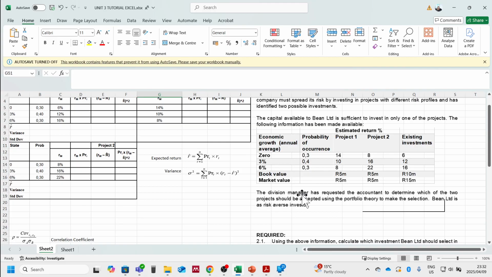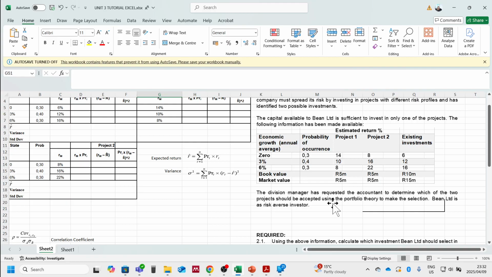So here it says that the division manager has requested the accountant to determine which of the two projects should be accepted using portfolio theory. So Bean Ltd is a risk averse investor. A risk averse investor is someone who will only accept risk up to a certain point. They've got a limitation. But if they are a risk taker, this means that they will accept the risk as long as there is a higher return to match the risk associated with that.